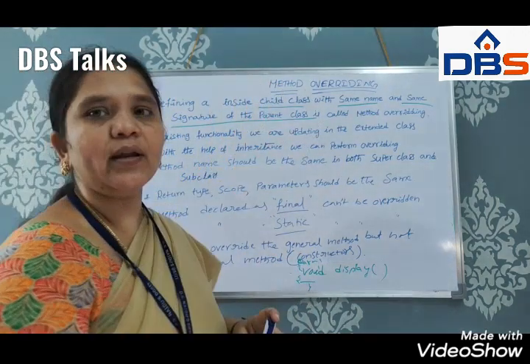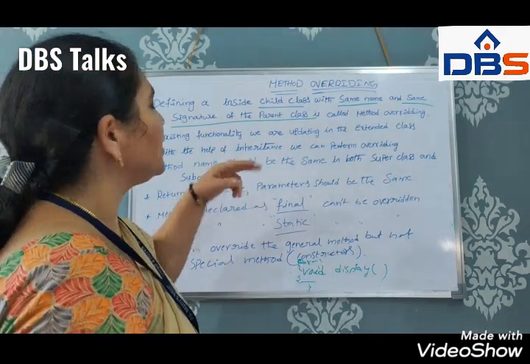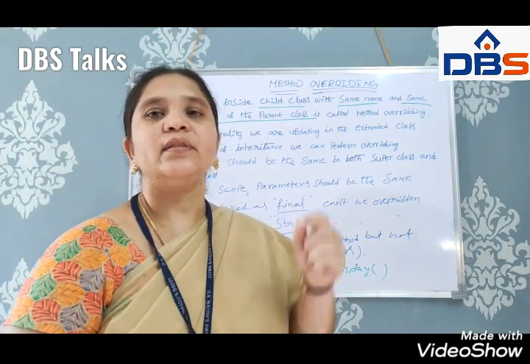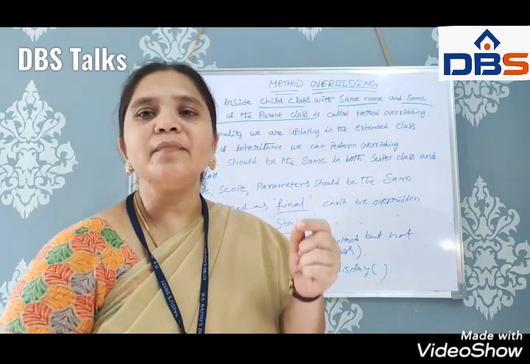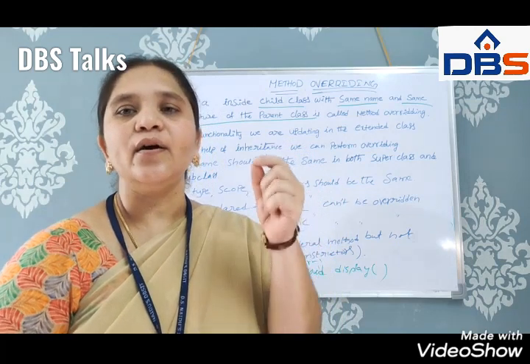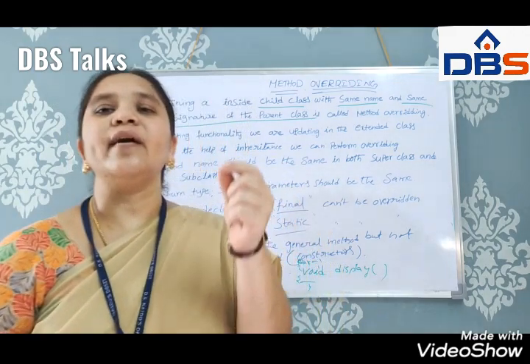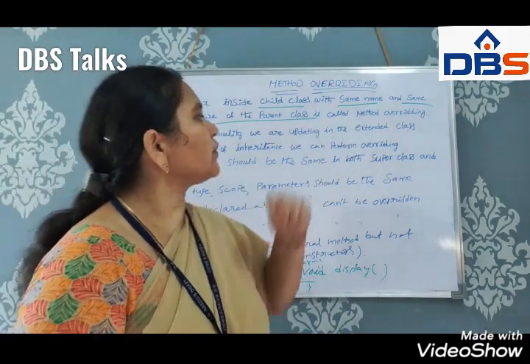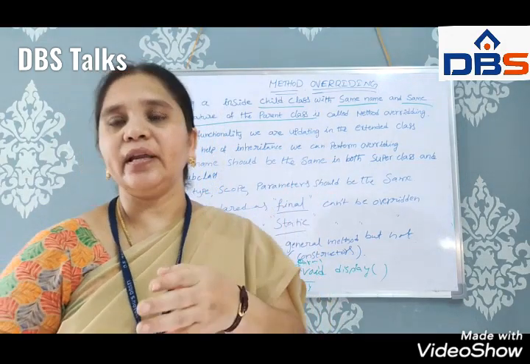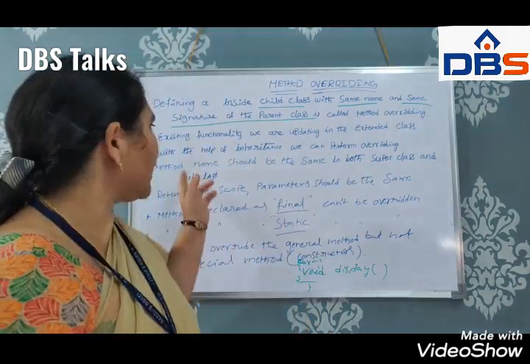What is method overriding? What is the definition of method overriding? Defining, inside a child class, a method with the same name and same signature as in the parent class is called method overriding. It is also nothing but updating the functionalities of the extended class, meaning the child class. With the help of inheritance, we can perform method overriding.